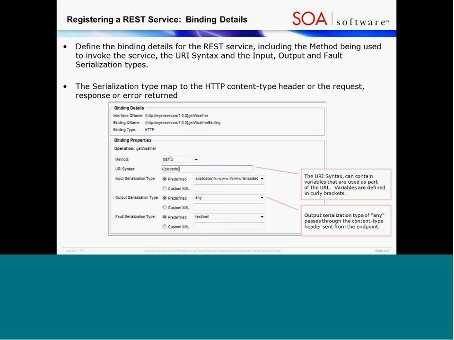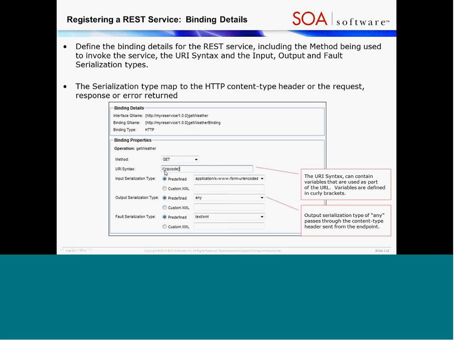So here, for operation, you're going to select a method. Is it a get? Is it a post? Is it a delete? Just define the method. And then you need to define the URI syntax. So here, the URI can actually contain variable parameters or be fixed or a combination of both.